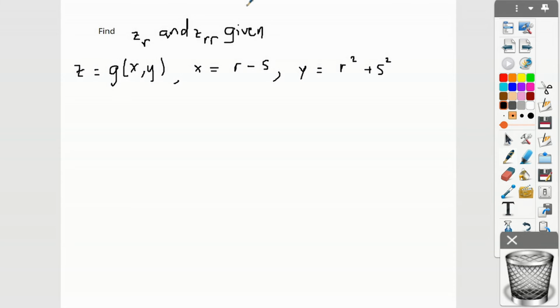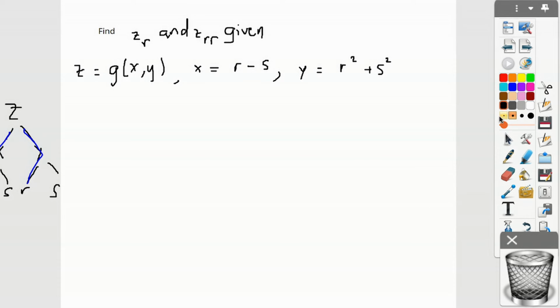Find z sub r and z sub rr, given z equals g of x, y, x equals r minus s, y equals r squared plus s squared. So we can always draw our tree diagram, right? z is a function of x, y, and x is a function of r, s, y is a function of r, s. So this is how you're going to find z sub r. Now z sub rr is going to be really, really scary, but we're going to be able to find it out soon.